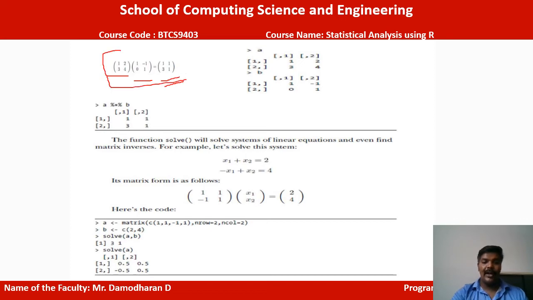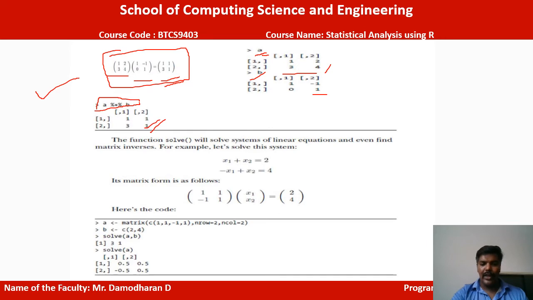This is the mathematical form, but it is loaded in R programming: A as this matrix, B as the second matrix. We write it like this, and we get a result like this. So it is for matrix representation.